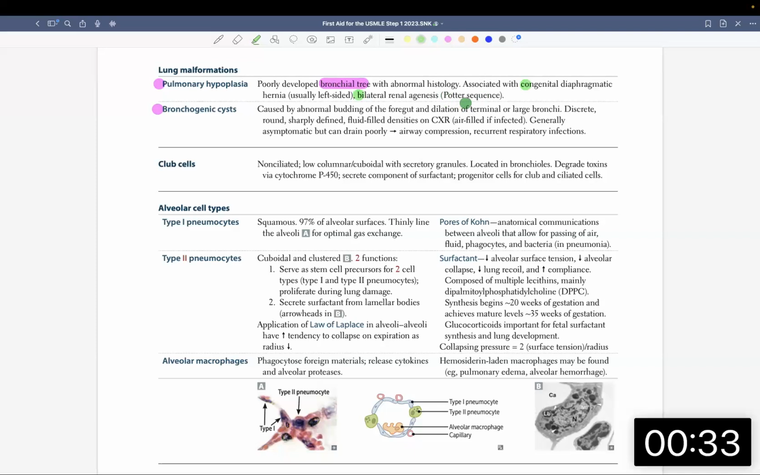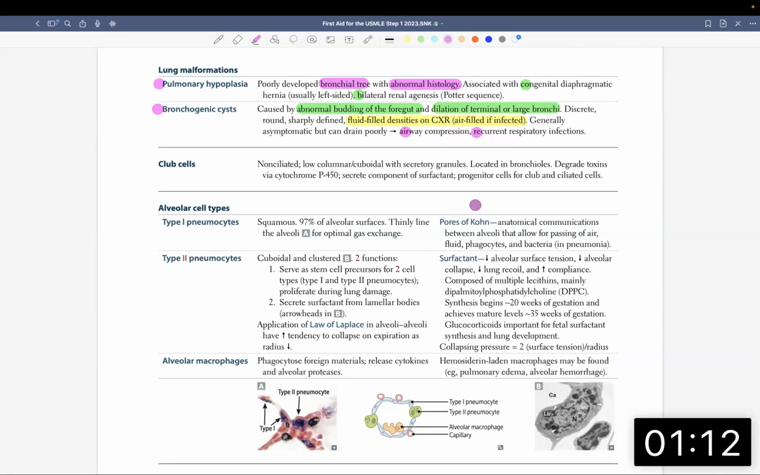So the triggering event here is oligohydramnios. But then we have bronchogenic cysts. These are caused by abnormal budding of the foregut and dilation of the terminal or large bronchi. So this has to do with the bronchial tree and abnormal histology. They appear as discrete, round, sharply defined fluid-filled densities on chest X-ray, which are air-filled if infected. Generally asymptomatic, but they can drain poorly, causing airway compression and recurrent respiratory infections.